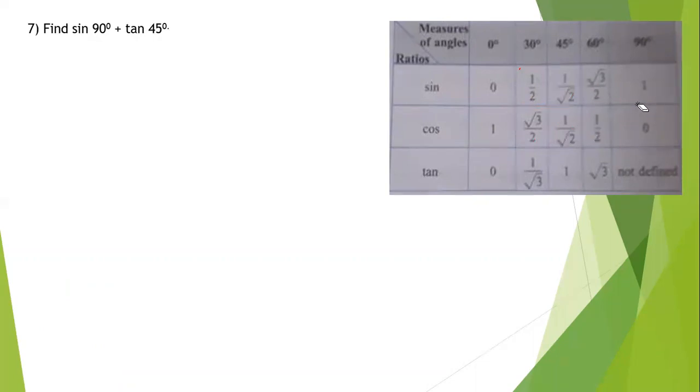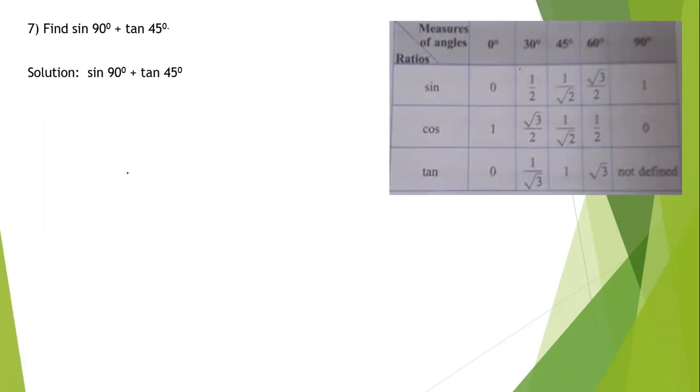Okay. So let's start with the sum now. Find sine 90 degree plus tan 45 degree. Okay. So in the answer, first we will copy the same statement as what they have given us. Sine 90 degree plus tan 45 degree.